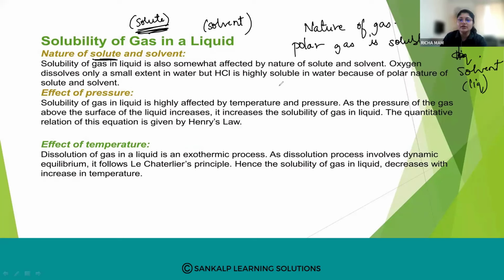So example taken is HCl. HCl is a gas, and HCl gas will dissolve in water. What is HCl? Is it polar? Yes, because chlorine is highly electronegative. So Cl will have a partial negative charge, and H will have a partial positive charge.